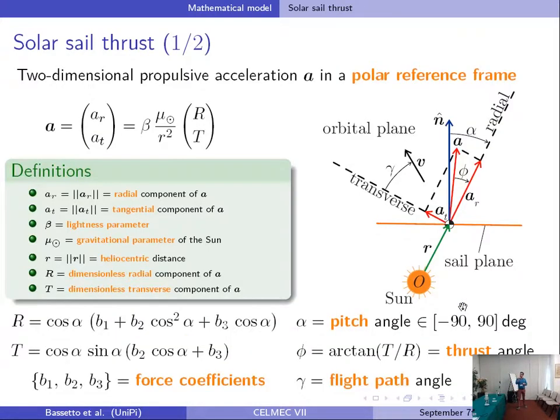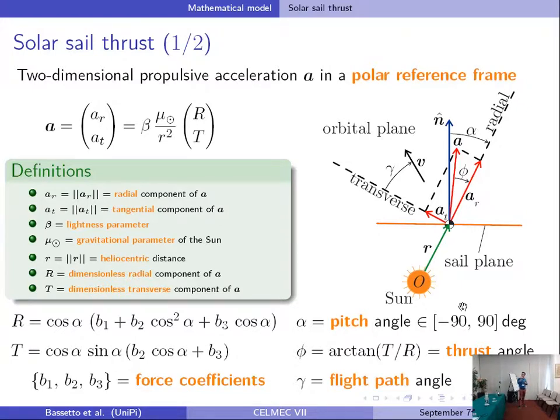Now, as regards the solar sail propulsive acceleration, we can describe it in a two-dimensional polar reference frame. Here, a_R is the radial component of the propulsive acceleration, and a_T is the transverse one. In particular, here, beta is the so-called lightness parameter, which is the ratio between the maximum propulsive acceleration given by a perfectly reflective solar sail at a given heliocentric distance, and the local magnitude of the solar gravitational field.